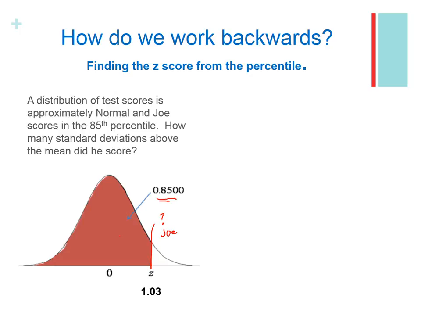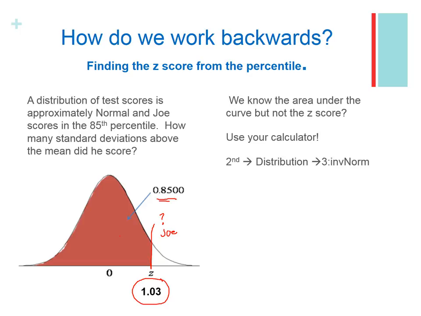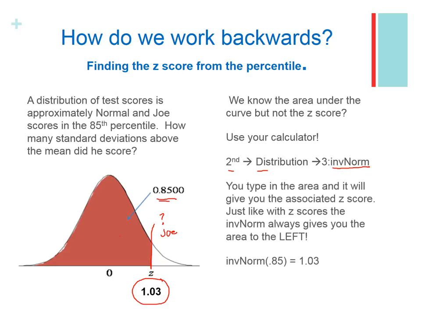How did I get this z-score of 1.03? We know the area under the curve, 0.85, but we don't know the z-score. You're going to use your calculator. Hit second, distribution, the same thing we did in the last section, and hit inverse norm. What does inverse norm mean? It means do the inverse, or the opposite. In this case, you don't have the z-score, you have the area. You type in the area and it gives you the associated z-score. Just like with z-scores, the inverse norm always gives you the area to the left. So if you type in inverse norm of 0.85, it gives you a z-score of 1.03.